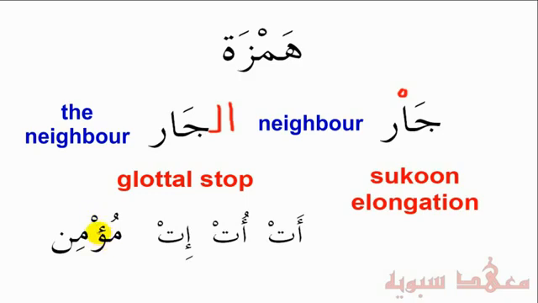Now let's assume there was actually a fatha rather than a sukoon. So let's just take this off and put a fatha. How would we pronounce this? It will be mu'min. Inshallah in the next lessons we'll explain the two types of Hamzas.